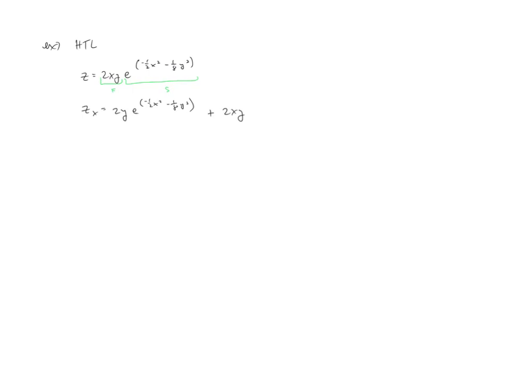So that first would be a 2xy, and then the derivative of this guy with respect to x, I'm going to go ahead and write that down. It's going to be an e to the negative 1/2 x squared minus 1/8 y squared. And then back times the derivative of the inside, which in this case would just be a negative x.